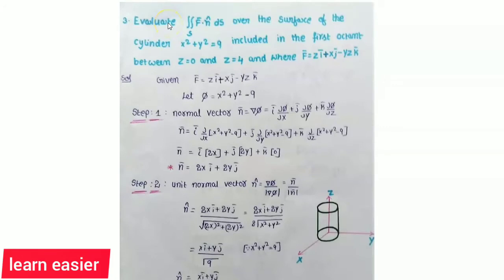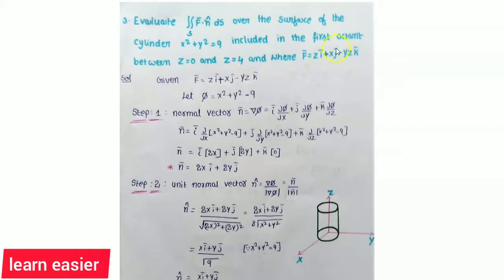Friends, in the last video we solved the problem based on surface integral of the cube. Now we will solve the problem based on surface integral of the cylinder. The problem here is: evaluate the surface integral of F bar dot n cap dS over the surface of the cylinder x square plus y square equal to 9 included in the first octant between z equal to 0 and z equal to 4, where F bar equal to z i bar plus x j bar minus yz k bar.